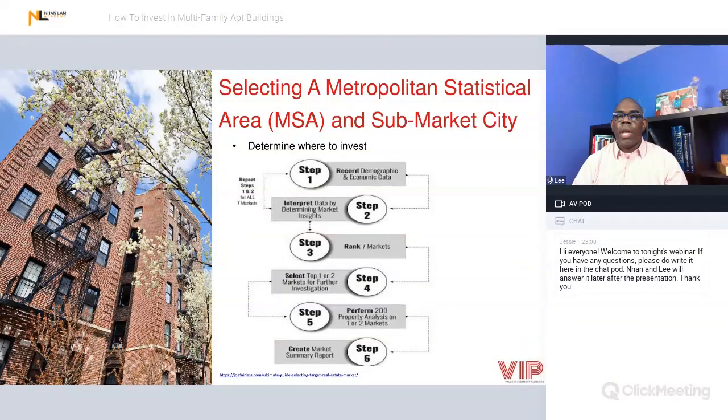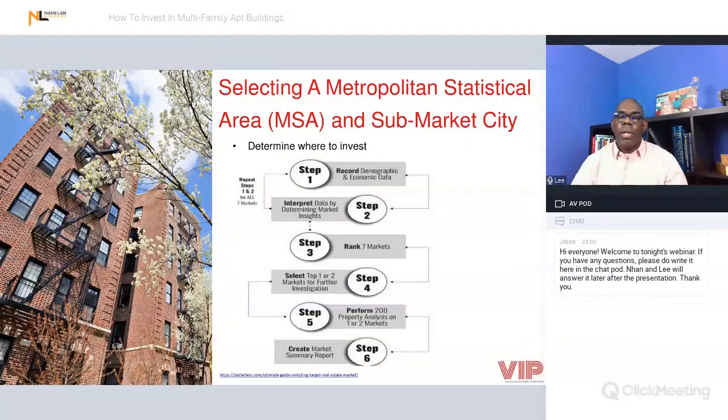The second step is you have to interpret that data to determine, of the several different MSAs that you're going to look over, whether or not that one is the best one for you. When I learned how to do this, the instructor basically told us to select no more than 7 MSAs that you want to do your research on, right? So you rank those 7 markets, and then you have an idea as to where you're going to work.